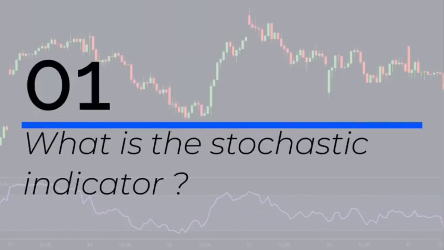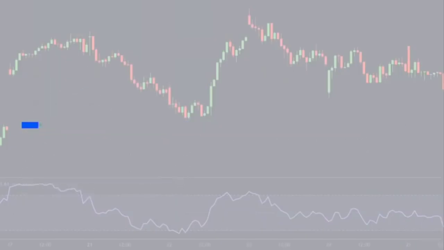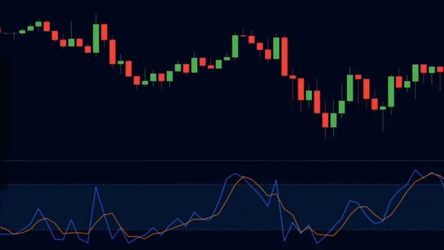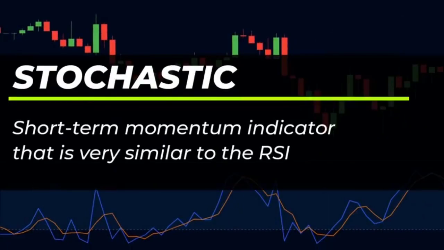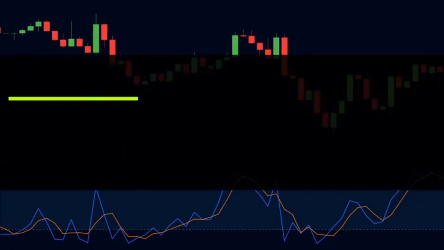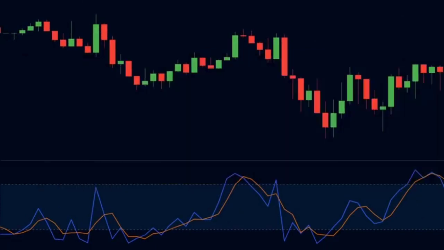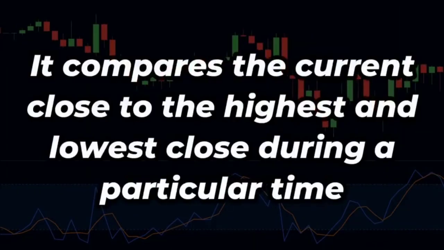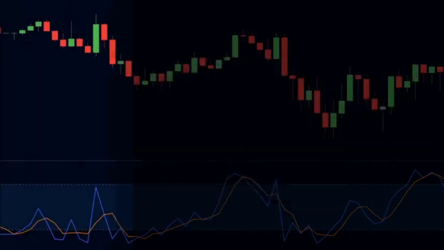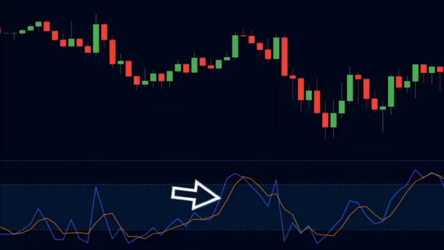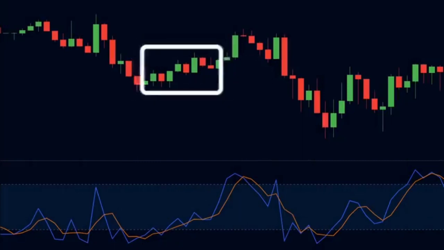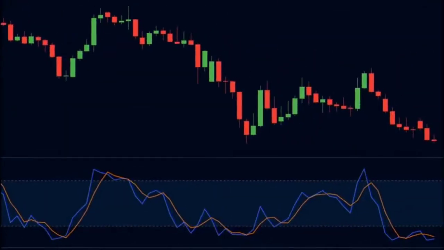First, let us understand, what is the stochastic indicator? Stochastic indicator is a short-term momentum indicator that is very similar to the RSI indicator. The basic premise of the stochastic is that it compares the current close to the highest and the lowest closes during a particular time period. So, if we choose a 10-period stochastic, it will show where the current candle is in the range of the last 10 candles.